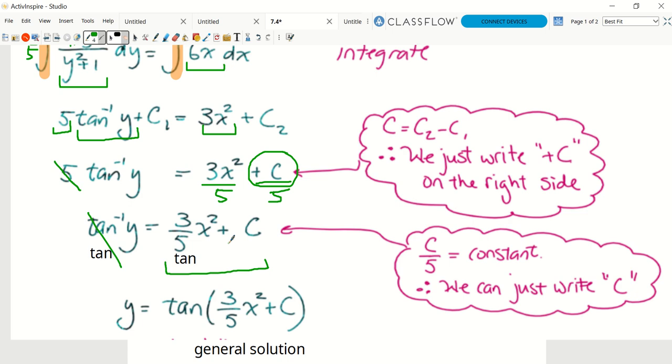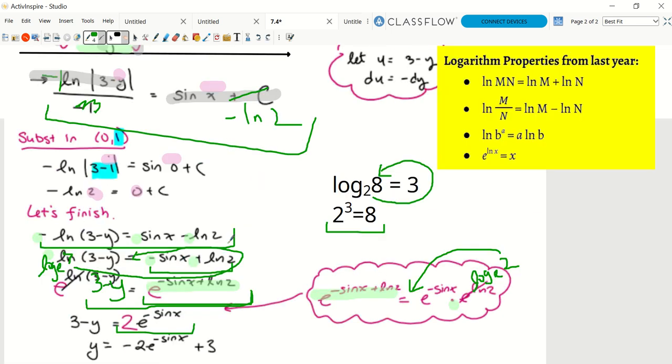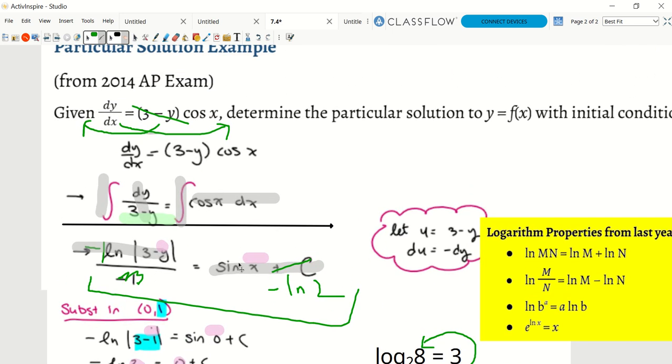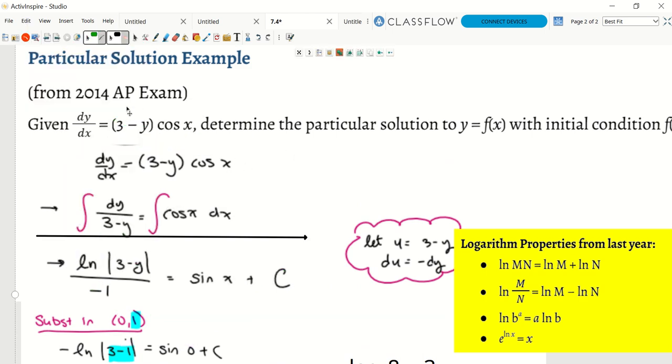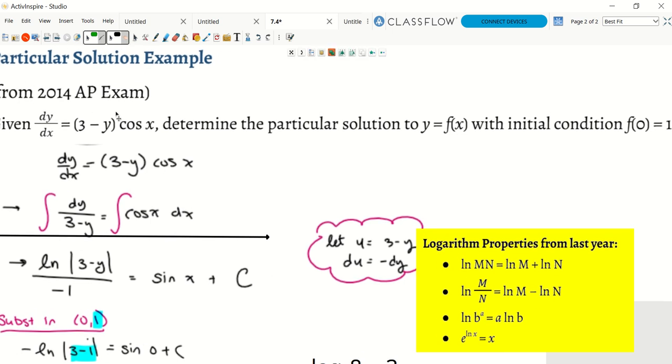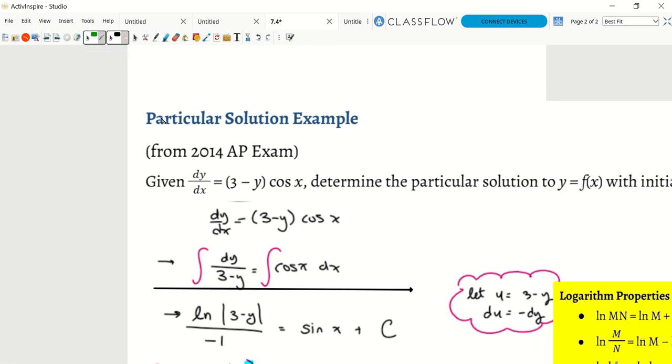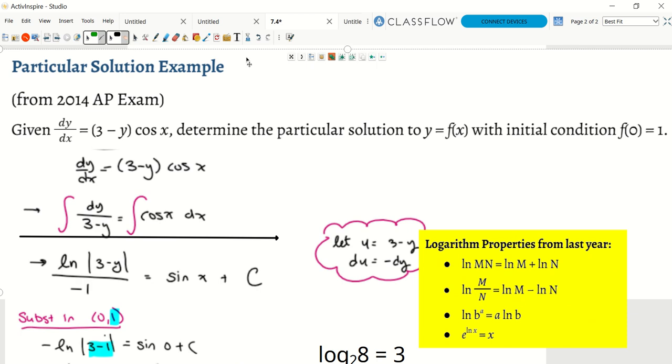Now, we're going to do an example where there's a particular solution where you plug in a point and solve backwards for C. So watch this. Again, the new part is super easy. This is from a 2014 AP exam. Now, they give us an initial condition right here of 0, 1. So let's not even talk about that first. Let's just do the same thing that we did before.